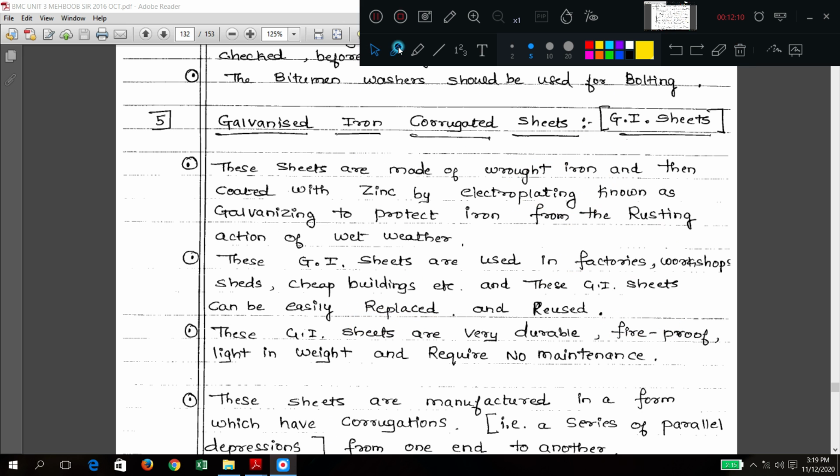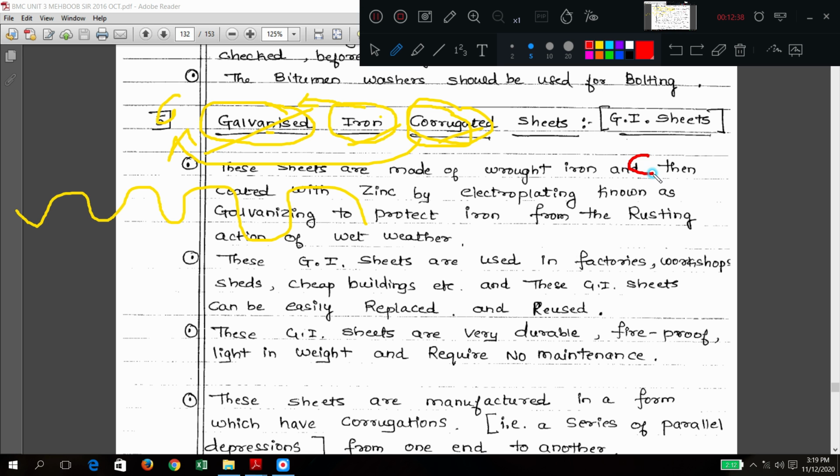Next is GI sheets. GI means what? There is a metal, which is iron. To protect the iron from rusting, you coat it with galvanization. Corrugation means what? Like this, there will be waves on the surface. So, galvanized iron corrugated sheets. Sometimes the word corrugated comes first, as in corrugated GI sheets. They write it as CGI, corrugated galvanized iron sheets.